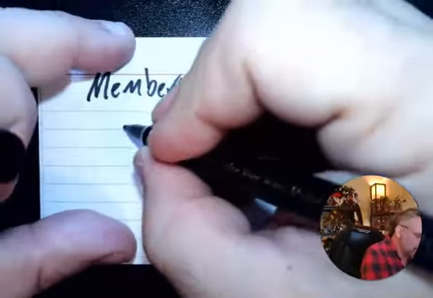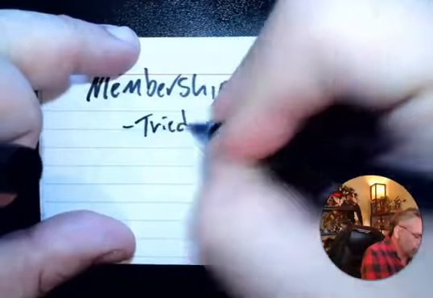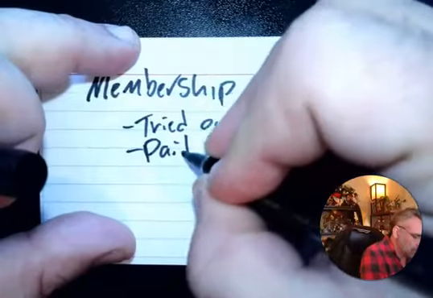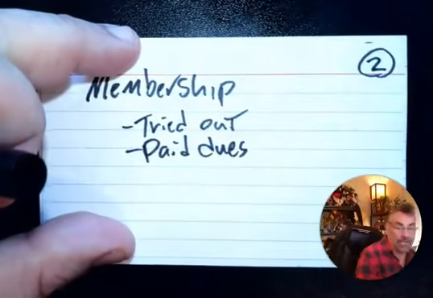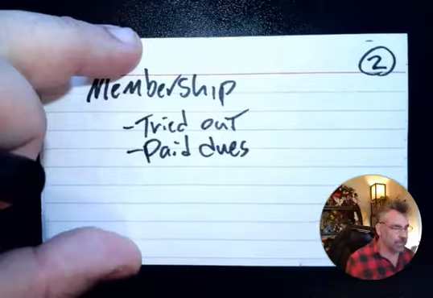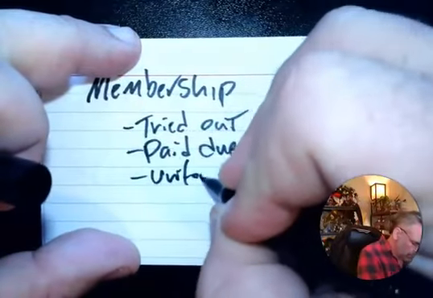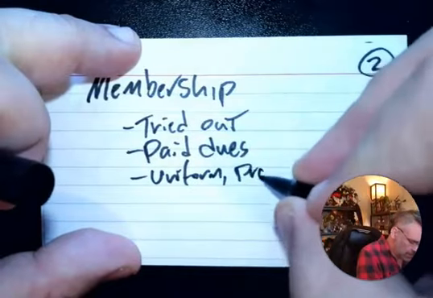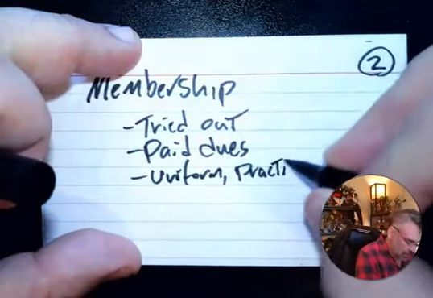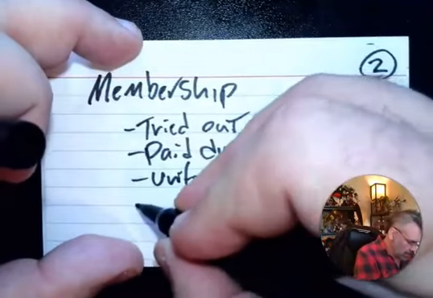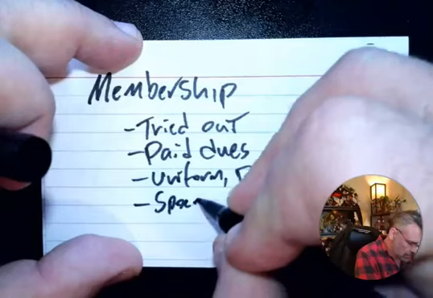So things like, I'm going to want to say that I tried out, paid dues. People might not even know what dues are, so I need to explain that, right? Tried out, paid dues. Uniform, practice. You probably are curious what practice is like, how serious it is, that kind of thing, right? And then I could even talk about spouses.